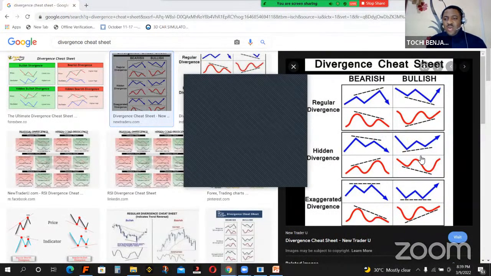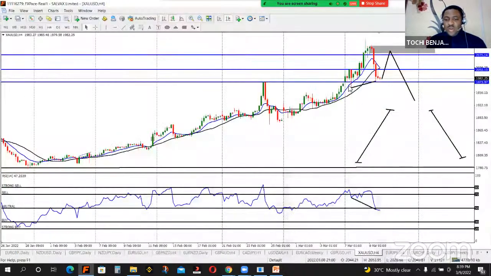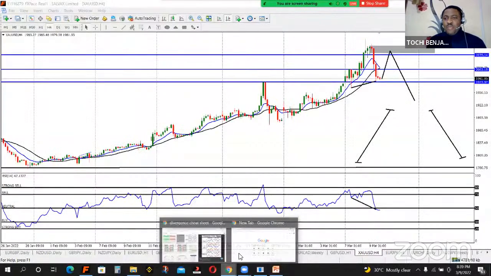Price is doing a higher low. This is the higher low. Look at it here, this one here. Price is doing a higher low, and the oscillator is doing a lower low. Let's go to our chart. Price is doing a higher low, oscillator is doing a lower low. And they said what we should be expecting to do is to buy.